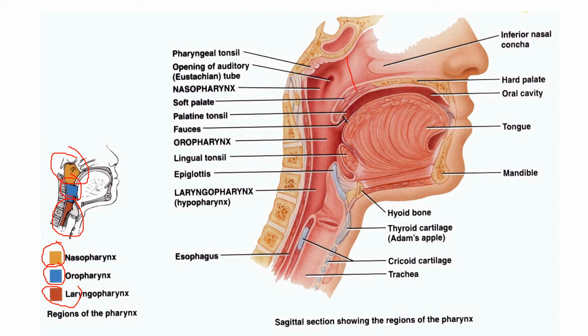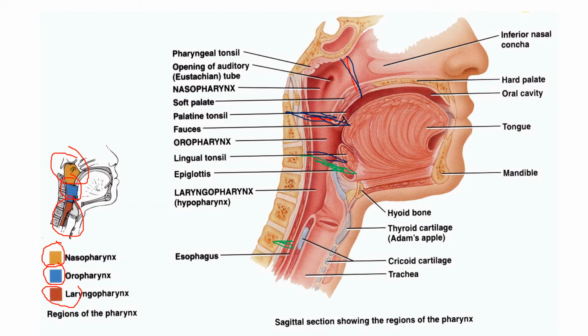I would say from here to here. Let me change the color. Might be better if I change the color. From here to here is the nasopharynx. The oropharynx goes from here to here. That's the oropharynx. And then the laryngopharynx goes from here to, let's see, I guess right about here, right?